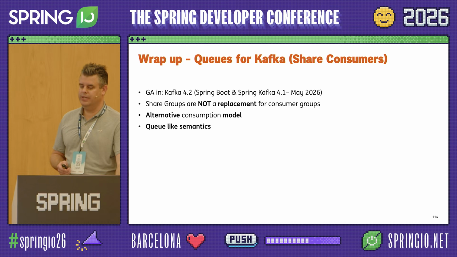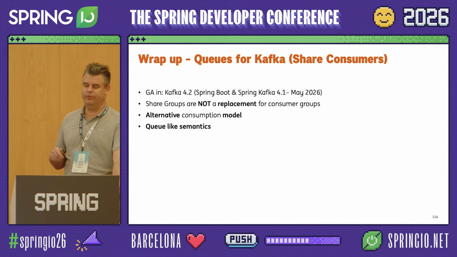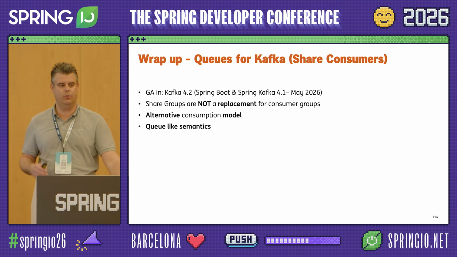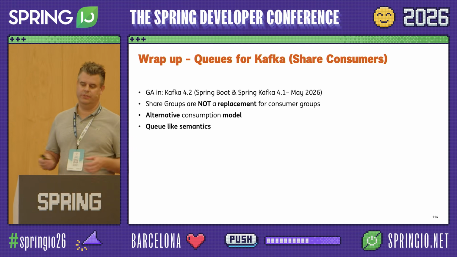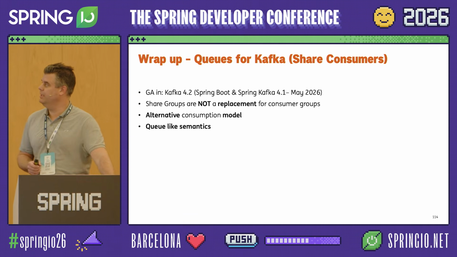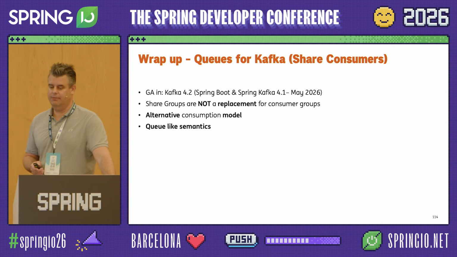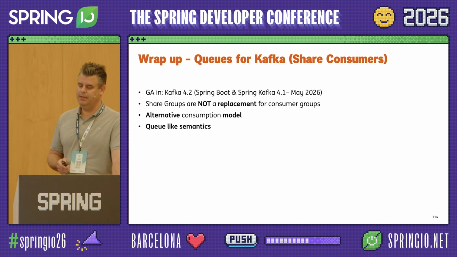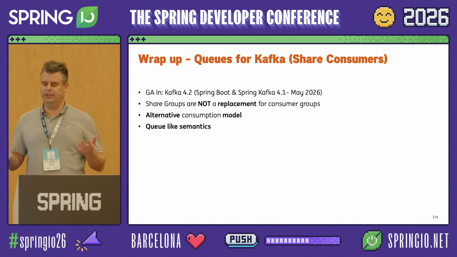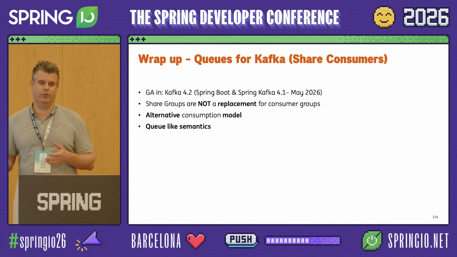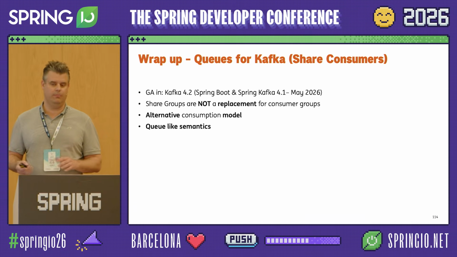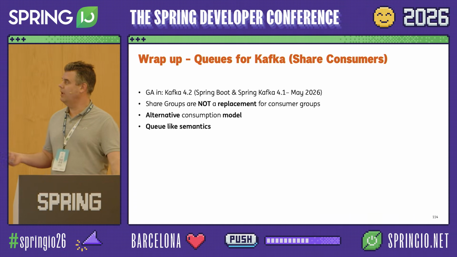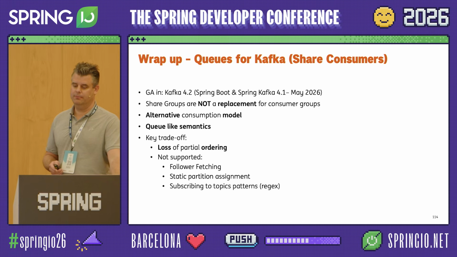we saw the Kafka Queues in action. Be aware that the current version of Spring Boot is still using the one that's in preview. So if you would like to use this feature, then use it in combination with the upcoming Spring Boot and Spring Kafka release that will be dropping in May. Also be aware that share groups are not a replacement for the normal consumer group. It's just an alternative way of a consumption model, and it gives you the queue-like semantics.